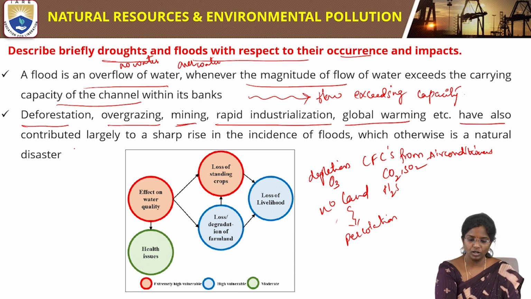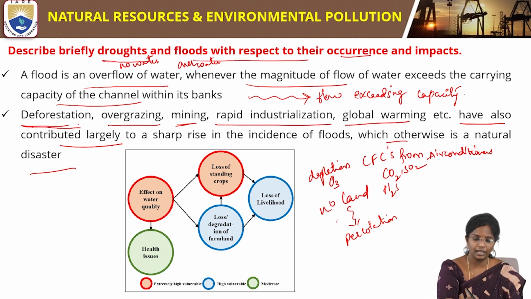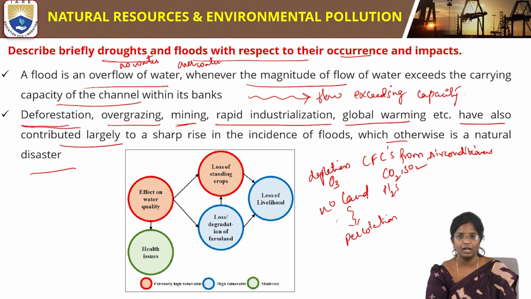These have also contributed largely to the sharp rise in the incidence of floods, which is otherwise called a natural disaster. Whenever there is heavy rainfall immediately, within no time, that is really a natural disaster that is happening, and we are contributing in these ways: deforestation, overgrazing, mining, rapid industrialization, and global warming. So what are the impacts? Whenever there are floods, there is a lot of loss of crops. Standing crops like rice, wheat, maize, etc.